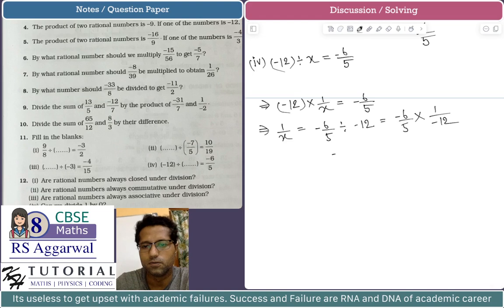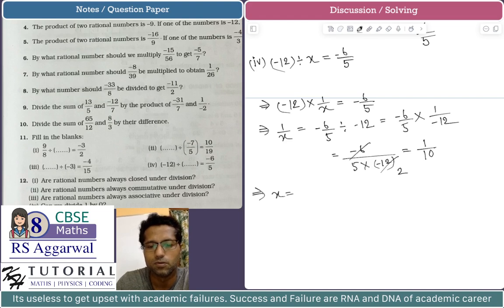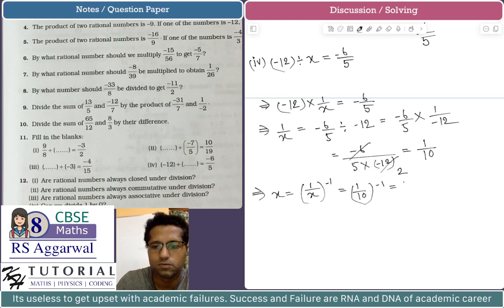So this is equal to minus 6 divided by 5 into minus 12. So this cancels with 2. This is equal to 1 by 10. So 1 by x is equal to 1 by 10. This implies x is equal to the reciprocal of 1 by x, that is the reciprocal of 1 by 10. This is equal to 10.